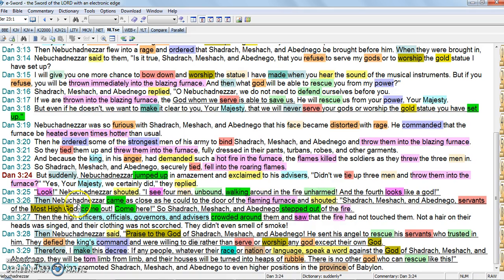But where did they step? They stepped out in front of Nebuchadnezzar. Then the high officials, governors, and all these people that Nebuchadnezzar is trying to influence crowded around them. See another movement? And saw. Now they had to go in front of the furnace, and they had to get close to the situation to see what was happening.